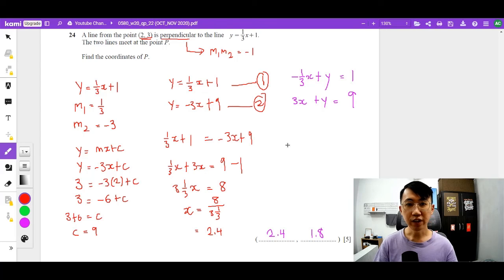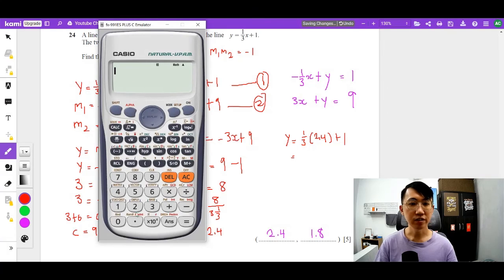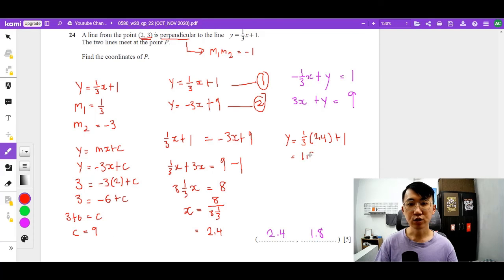Now we need to find the value of y. So y is, you can substitute either in your equation 1 or 2, doesn't really matter. So 1 over 3 times 2.4 plus 1. Okay, go ahead and see whether it's matching or not. So 1 over 3 multiply with 2.4 first, plus 1. Okay, press S to D, 1.8. So you already show all the working and it's actually matching with the calculator's answer just now.